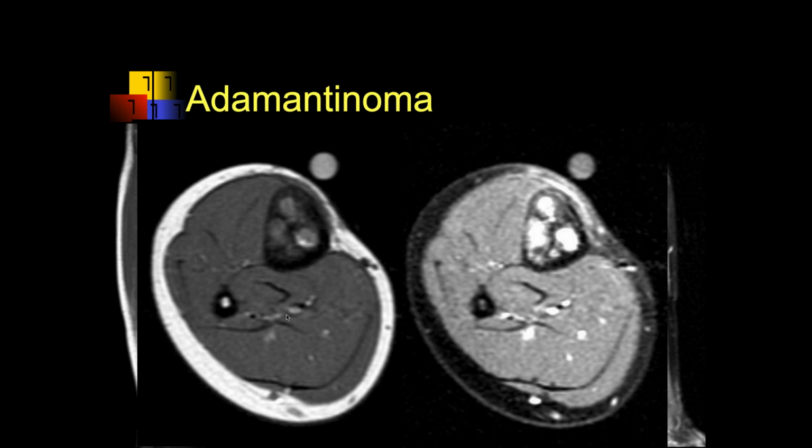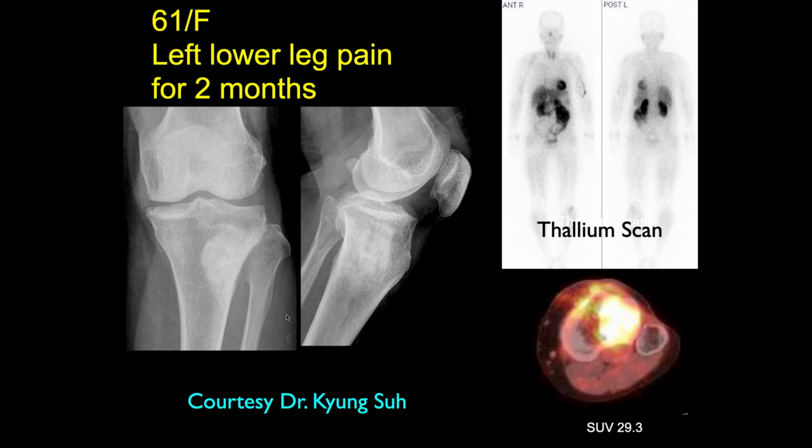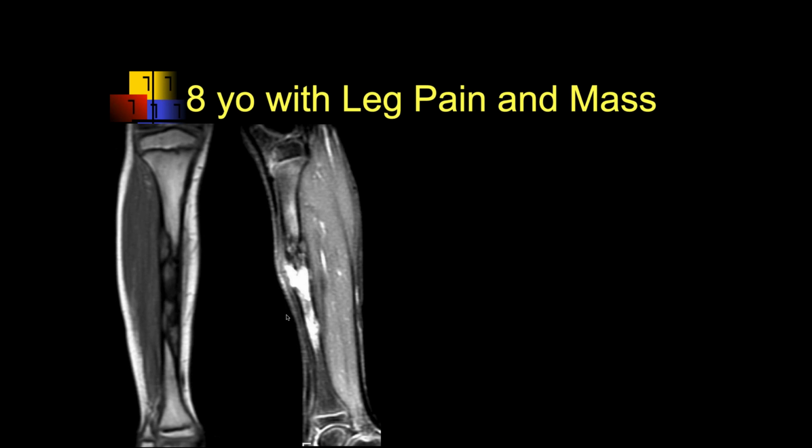And for the aggressive lesions, it's really between osteofibrous dysplasia and adamantinoma. Adamantinomas tend to be larger lesions when they're initially detected. That's because it's just more aggressive. You get more moth-eaten appearances, more destruction, and much more complete marrow space involvement. Do you mind going over the difference between osteofibrous dysplasia and fibrous dysplasia? It's just more aggressive, or? Yeah, it's just more aggressive.